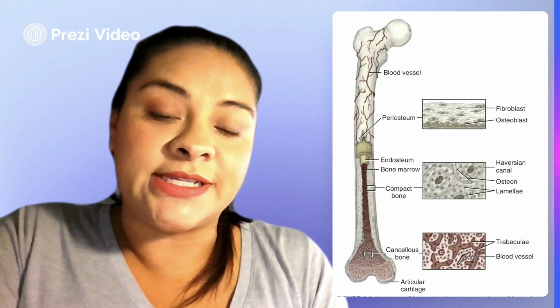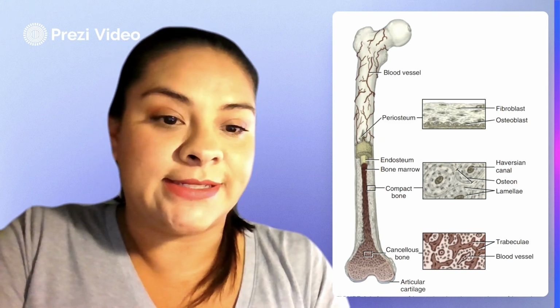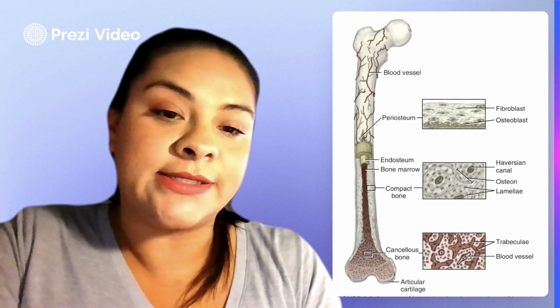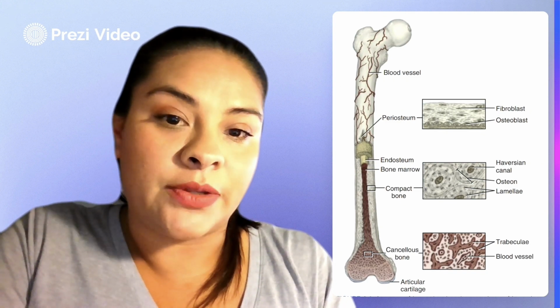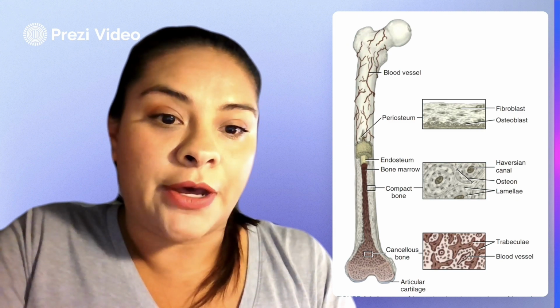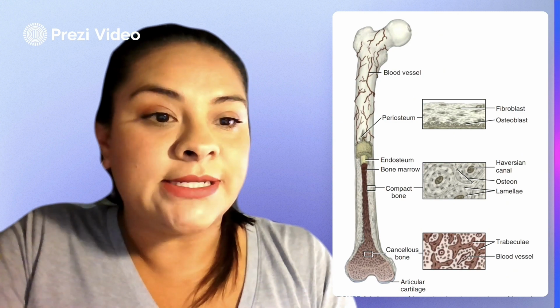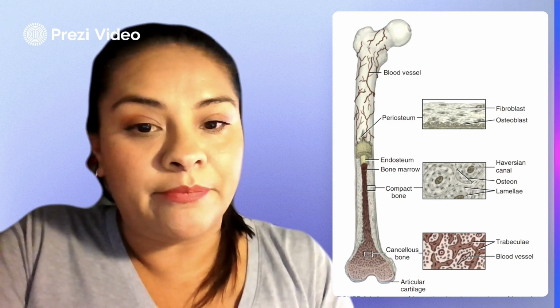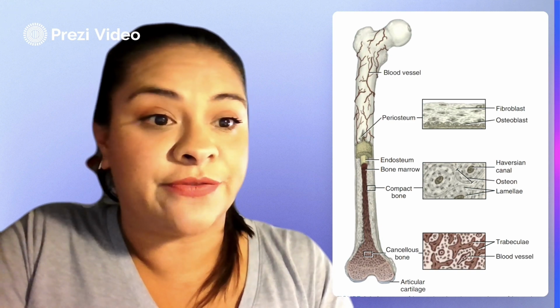So I will be talking about the histological features of bone. There are two types of bone, compact bone and cancellous bone. Compact bone is more dense and cancellous bone is more soft and spongy. Both can be found in both your long bones and your flat bones. And cancellous bone and compact bone have the same cellular features, but the cellular features are arranged differently.